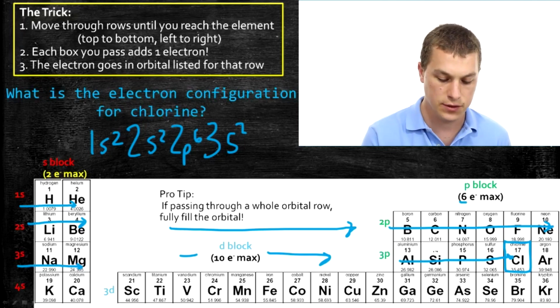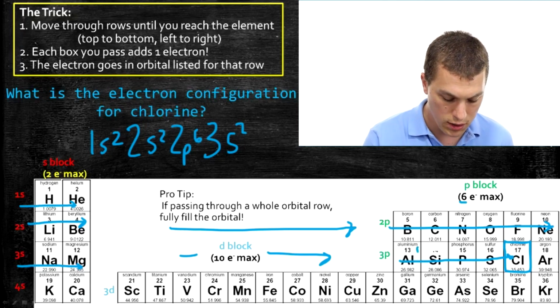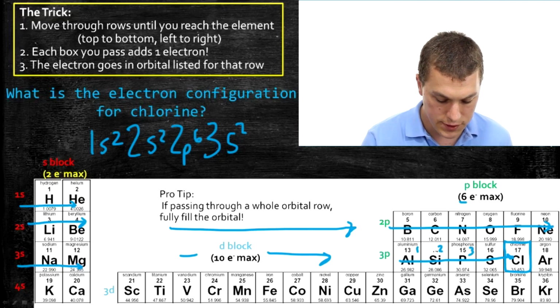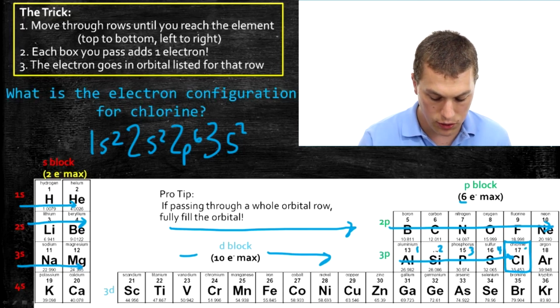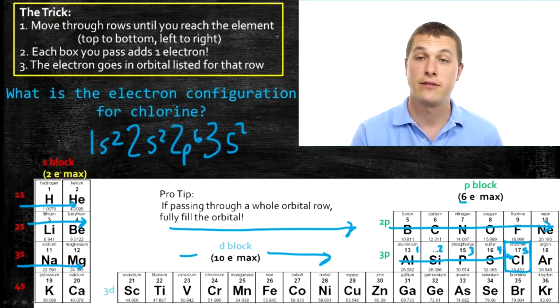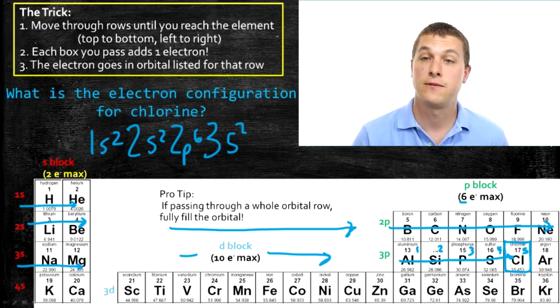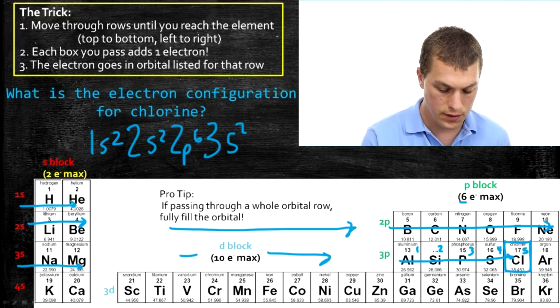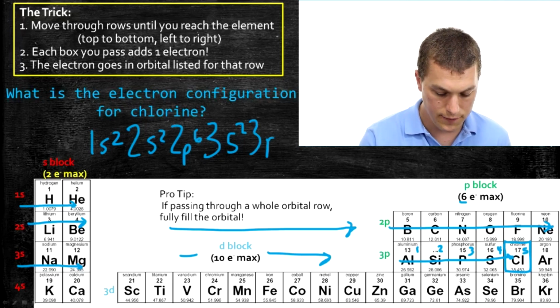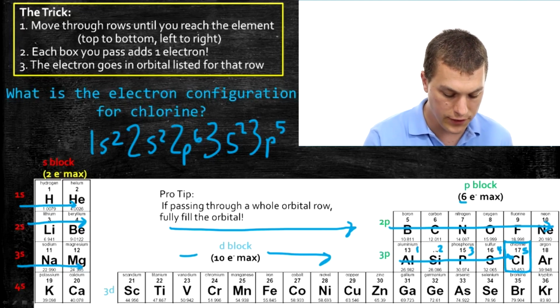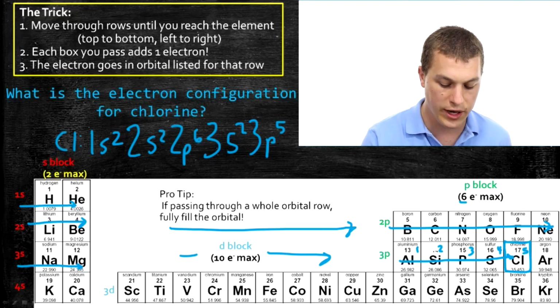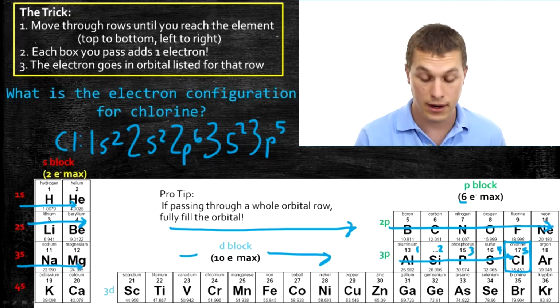How many boxes did we pass through? Well, aluminum's 1, silicon's 2, phosphorus is 3, sulfur's 4, and chlorine's 5. So we've passed through 5 of our 6 boxes in that row. That means there's 5 electrons in the 3p. So we write 3p5. All right. So that's the electron configuration for chlorine. And you can see that's a much easier way to write it than writing out some orbital diagram or something like that.